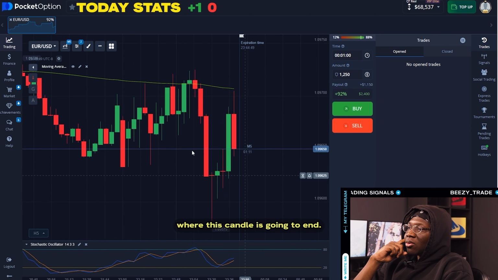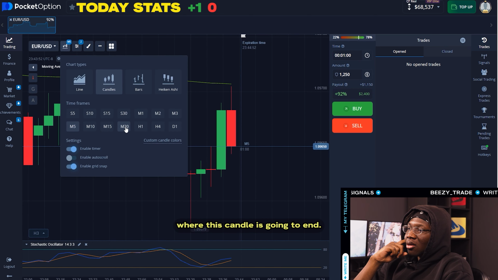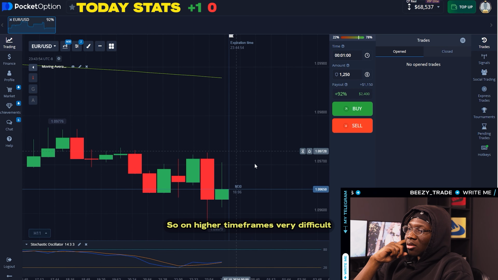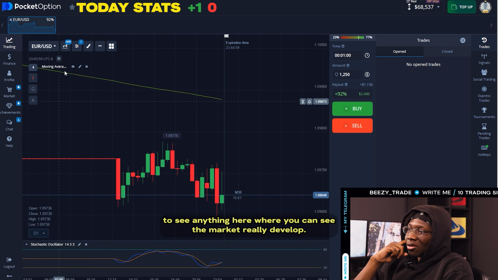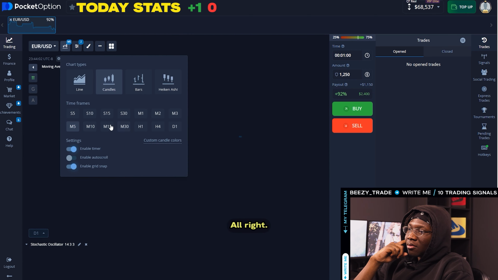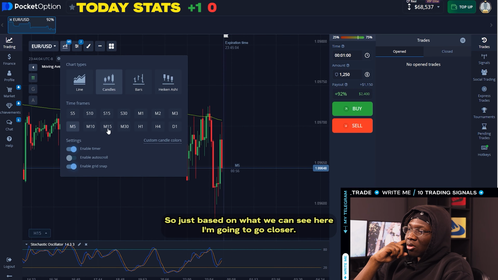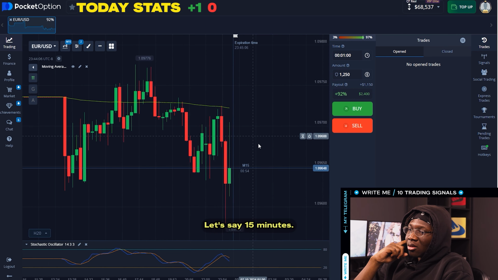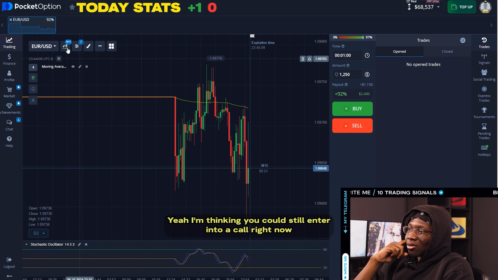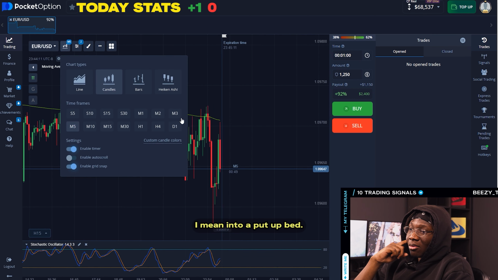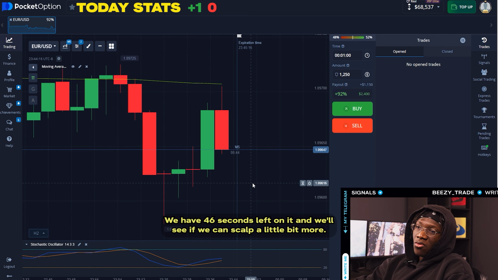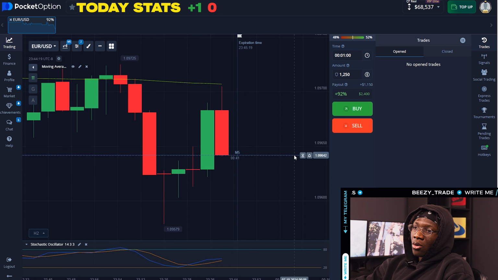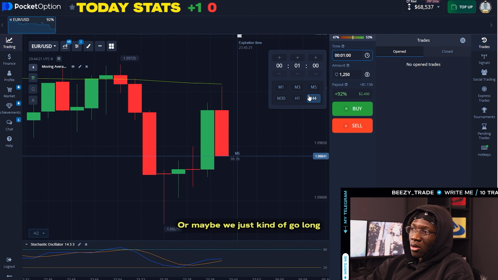so I'm interested to see where this candle is gonna end. So on higher time frames, very difficult to see anything here. Right here, we can see the market really develop. All right. So just based on what we can see here, I'm gonna go closer. Let's say 15 minutes. Yeah, I'm thinking you could still enter into a put right now. But I want this candle to. We have 46 seconds left on it, and we'll see if we can scalp a little bit more, or maybe we're just gonna go long on our 30 minutes or 5 minutes.